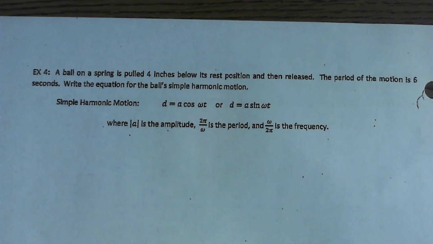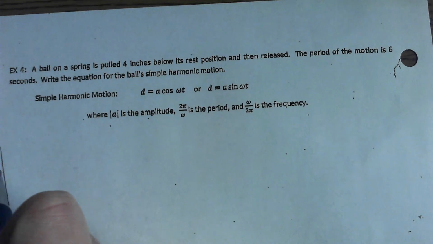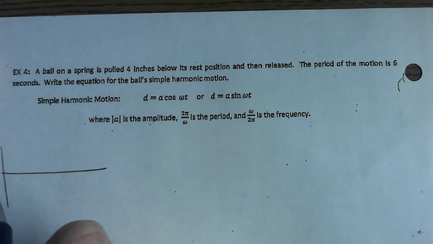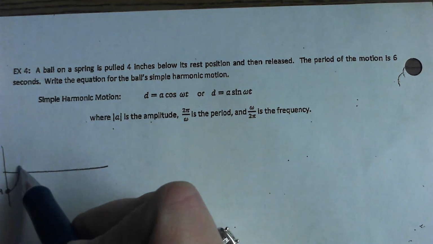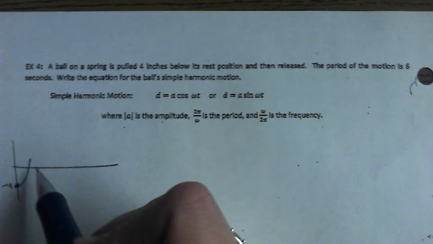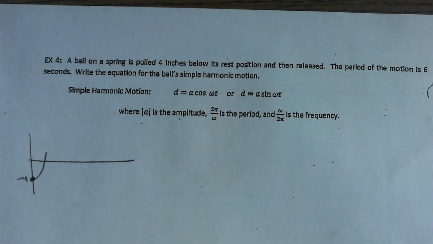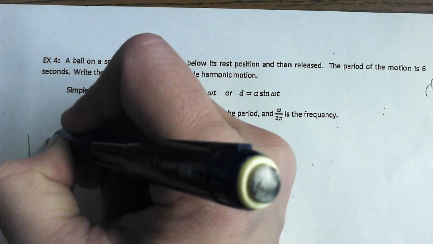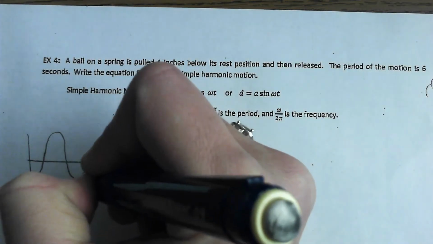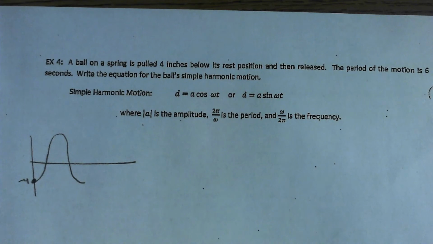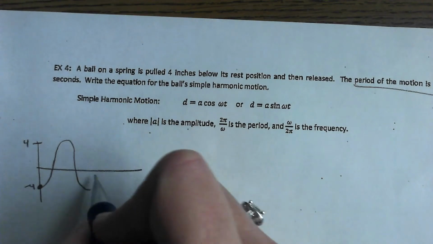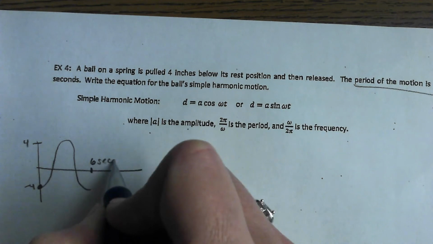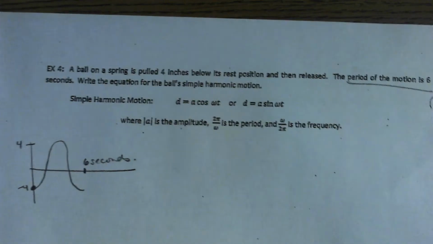Cosine. So I tend to visually think of a graph. It's starting 4 below, and then it's released, you know, it's starting overstretched, so then it's going to compress and do that. Right? Does that make sense? So -4 to 4, and then it tells us that the period is 6 seconds, so we can just scale our x-axis to fit that.